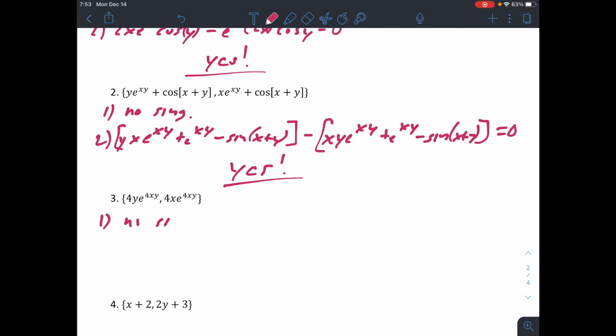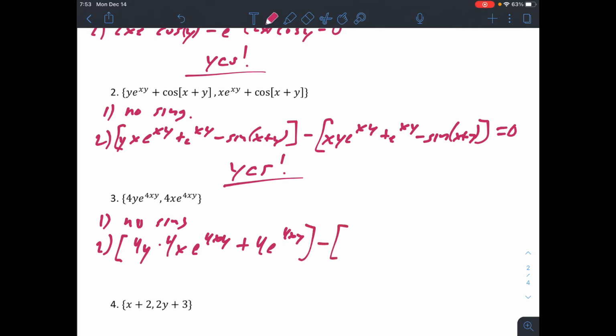Number 3, same thing, no singularities here. Taking our derivative, again, we got to use a little product rule. Actually, no, not product rule, sorry, chain rule for that part, then product rule. And same thing in the second part here. And once again, subtracting will get you 0 for that. So yes, this one also is a gradient field.